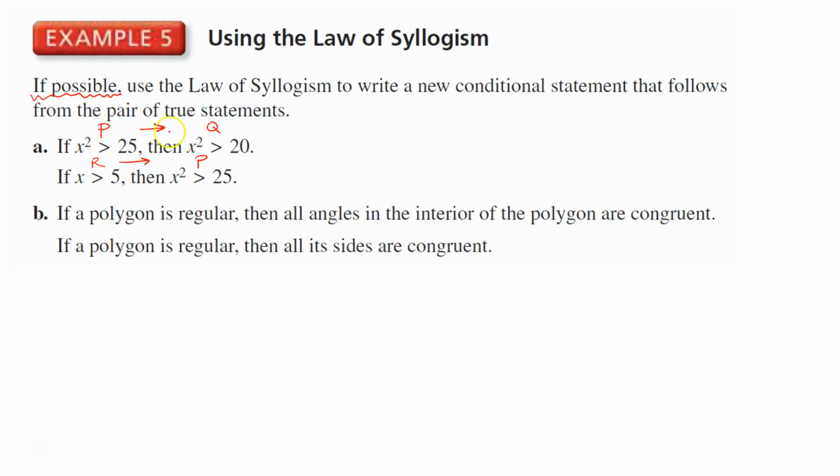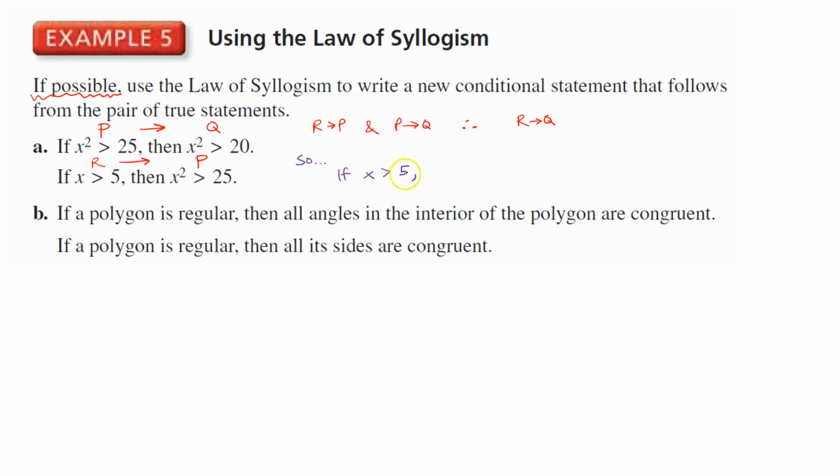So if we start up here, P implies Q is true, and R implies P. That doesn't seem like it's the same thing. But what we do have is R implies P, and then P implies Q. So P is our bus stop, layover, stepping stone. So we have R implies P and P implies Q. Hence, by the law of syllogism, R implies Q.